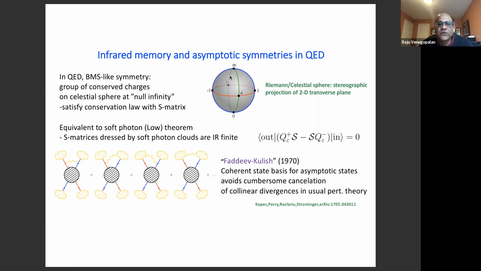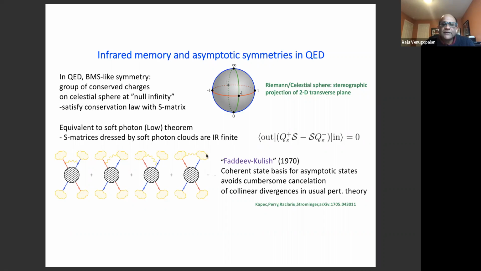At each point, you have conserved charges, and then you can understand the behavior of soft emissions in terms of conservation laws that these charges satisfy with the S matrix. And it's been shown by Strominger and his collaborators that such symmetries are equivalent to a formulation, for QED, of Low's theorem, which tells you that there's a factorization between soft factors and hard amplitudes. And the claim is that the conservation of such charges with the S matrix shows that you can write this in such a way that these soft photon clouds are infrared finite.